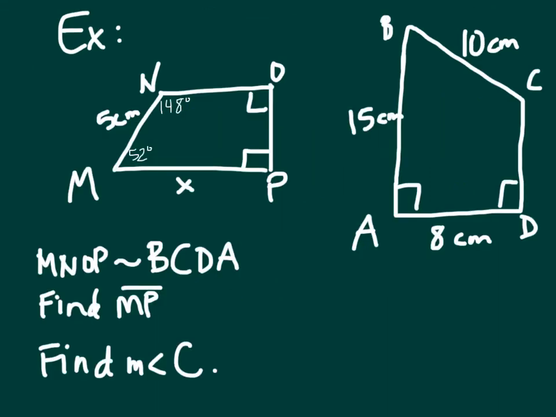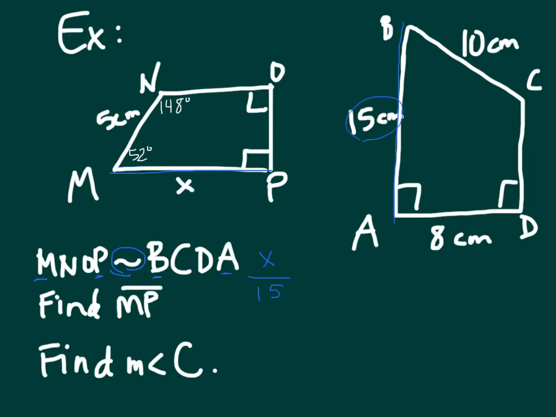So let's look at an example. If I have these 2 trapezoids here, and it tells me MNOP is similar to BCDA, and I need to find MP. This is the one that I'm looking for, so I'm going to put that first because that's the one that I don't know. I'm going to ask which one MP corresponds with. I can even look at the names of them. MP is going to correspond with BA.